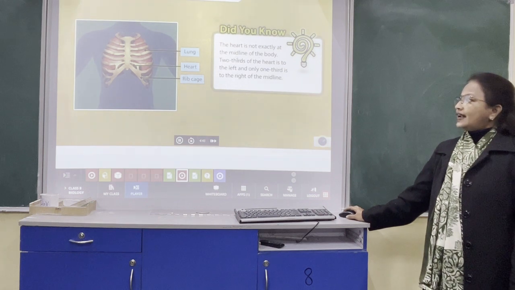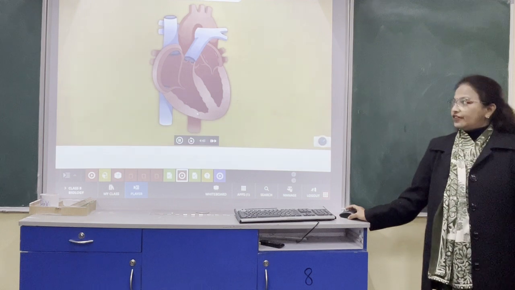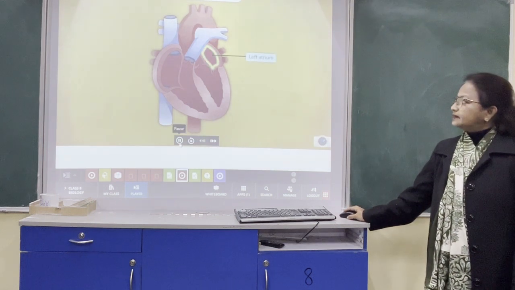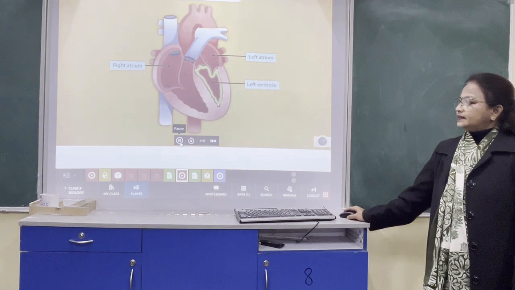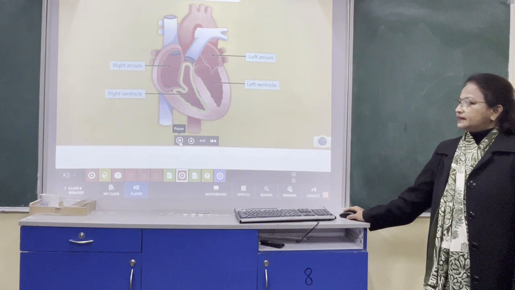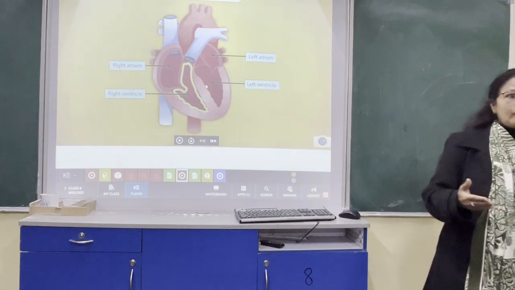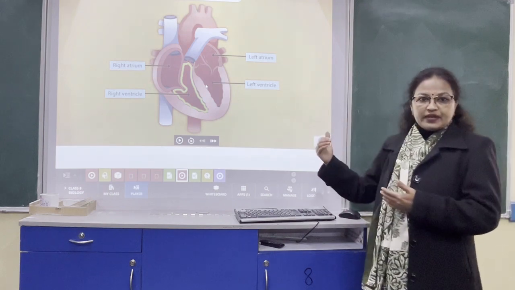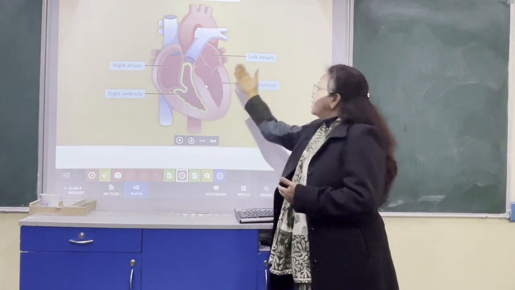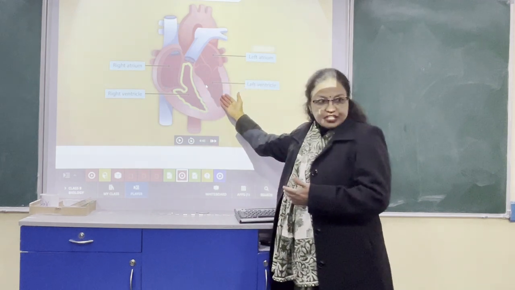It's not exactly at the midline of the body, it's tilted a little towards the left. The human heart has four chambers. The left atrium, the right atrium, the left ventricle, and the right ventricle. So internally we can see, externally you have already seen, but internally our heart has four chambers: right atrium, left atrium, right ventricle, and left ventricle.